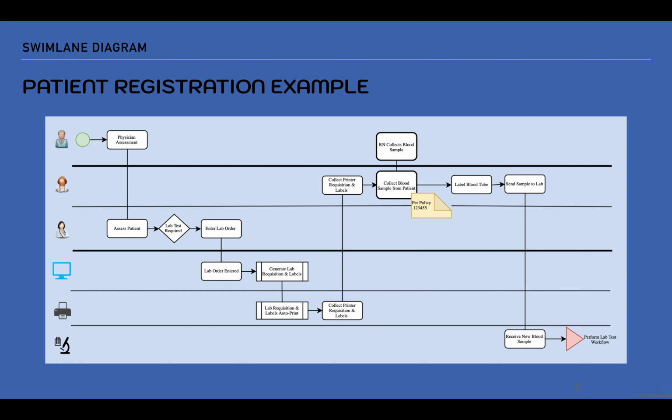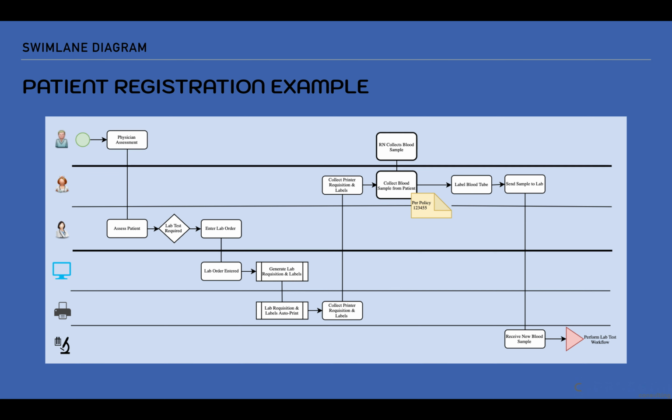Simultaneously, the computer system or the software program below the line is being interacted with or performing a task, and that subsequently will go down to the printer, and you get the idea of how the flow works. You'll also see the next connection point with the RN drawing blood from the patient, and there's a little yellow block in the middle of the page, a little bit off to the right, and that's a policy.